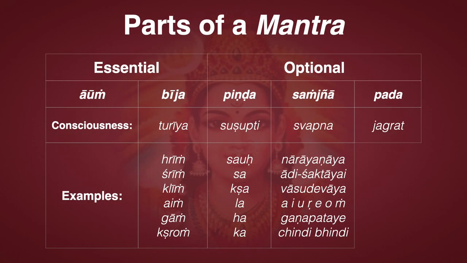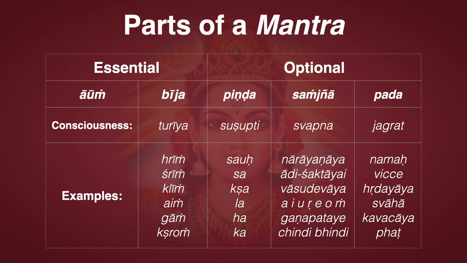And finally, examples of the pada would be namaha, vichye, hridayaya, swaha, kavachaya, and phat. Phat is a very, very powerful pada, because it makes the mantra into a weapon. And similarly, kavachaya makes the mantra into a shield, kavacha. So all the parts of the mantra are significant, and we'll see many examples in upcoming chapters. And so you'll want to refer back to these definitions so that you understand the different parts of the mantra and how they work. Then she discusses kshetra and kshetrajna mantras.